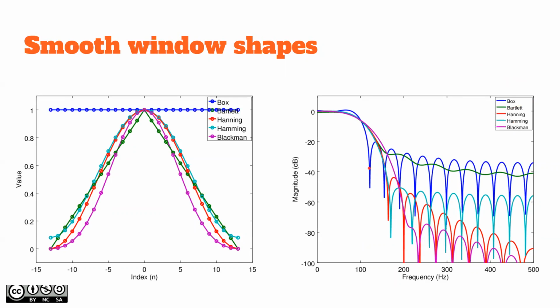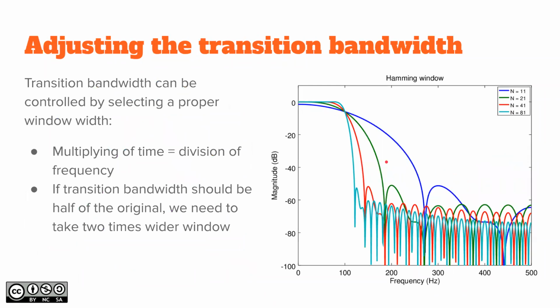So in these, the box has the shortest transition bandwidth. It just sucks on the stop band attenuation. But wherever you have more and more attenuation on the stop band, it comes with the cost of having a wider transition bandwidth. But actually, there comes the mathematics again, to help us. Multiplying in time is division in frequency. Yeah, makes sense.